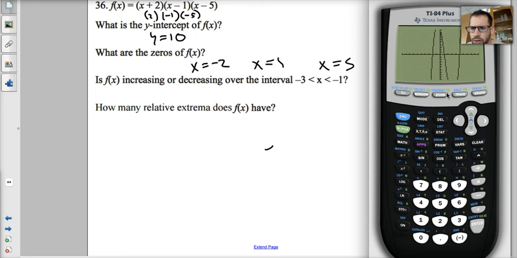So I am seeing a few different relative extrema, but let me actually just increase my y scale a little bit. So I'm going to go from -20 to +20. I think that'll do it. And then I can just kind of drag this over here. Good.